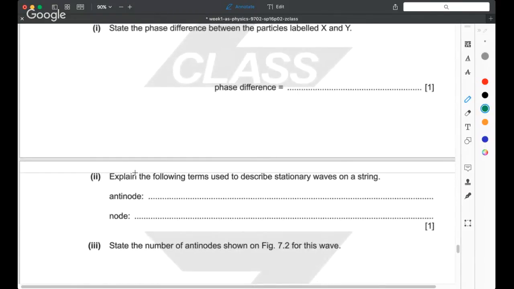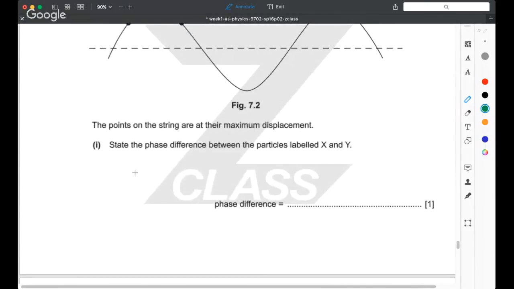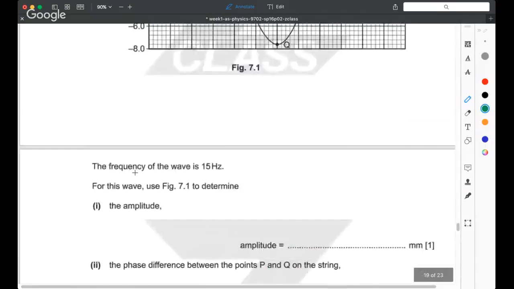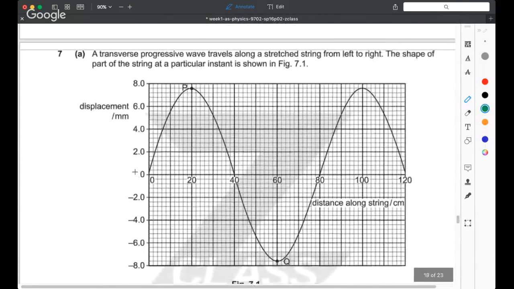I don't like these. I know antinode, but I don't know node. Antinode is the maximum displacement. Maximum amplitude is for the antinode, but I don't know what node is. So when you have a stationary wave, how do you create a stationary wave? So this is a transverse progressive wave.